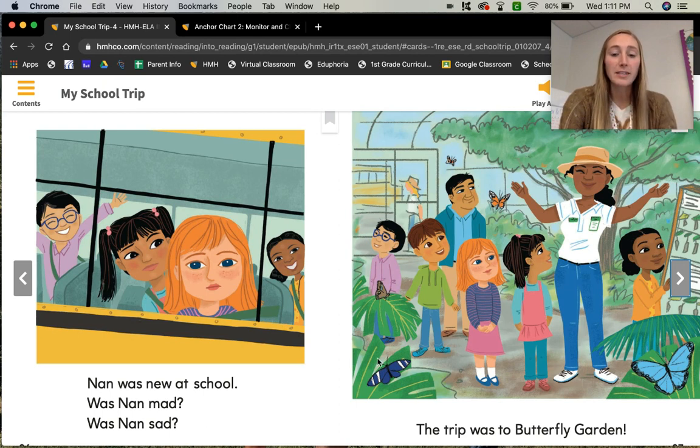And then on the last page we're going to read today, it says, the trip was to Butterfly Garden. So now, the very first page, when we had questions, this page right here clarifies where their trip was and what they were doing. So first, let's talk about Butterfly Garden. A butterfly is an insect that usually has beautiful wings. And then a garden is an area where plants like flowers and vegetables can grow.